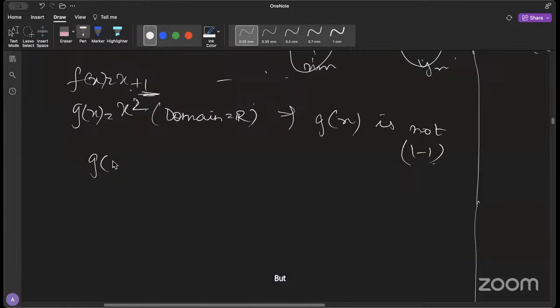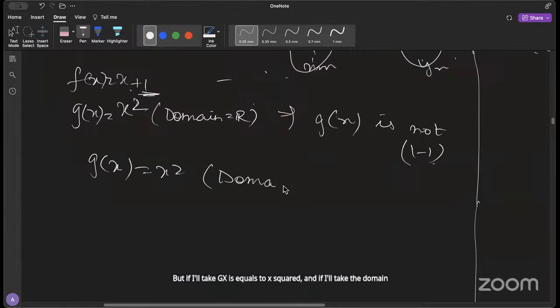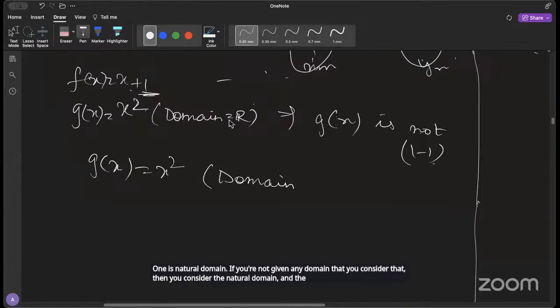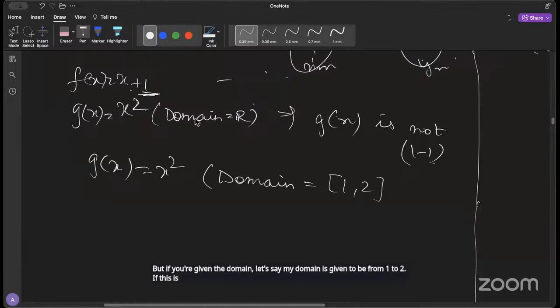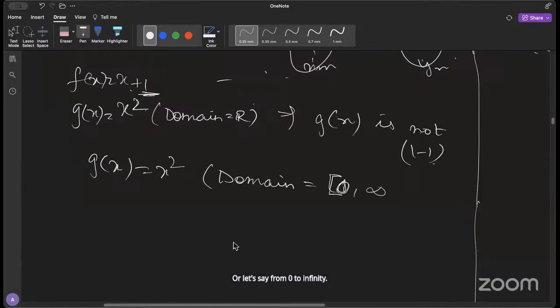But if I take g(x) equal to x square, and if I take the domain to be... because the natural domain is used if you're not given any domain, and the natural domain for x square is real numbers. But if you're given the domain, let's say my domain is given to be from 1 to 2, or from 1 to infinity, or let's say from 0 to infinity, if this is my domain, then is this function 1-1 now? Yes, the function is 1-1.